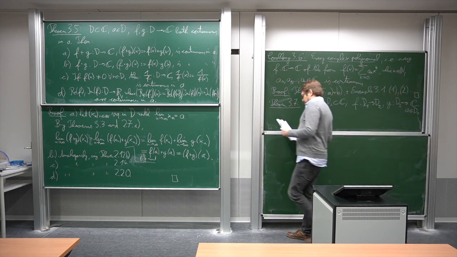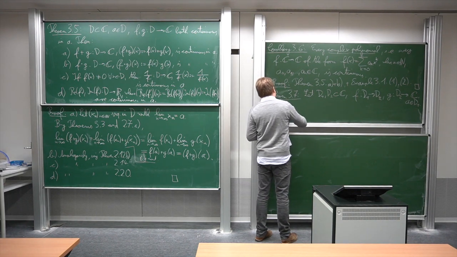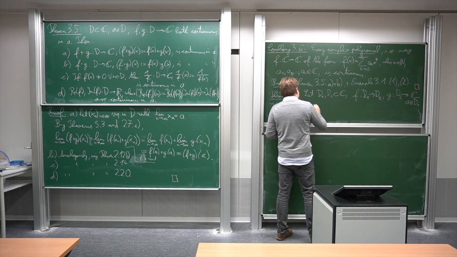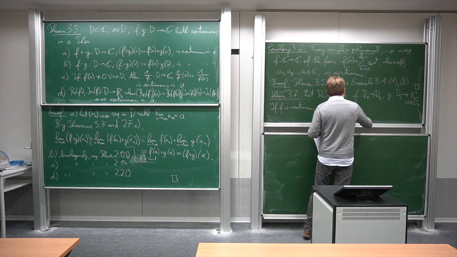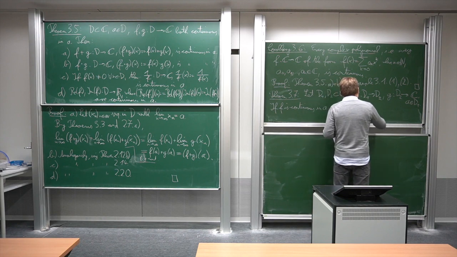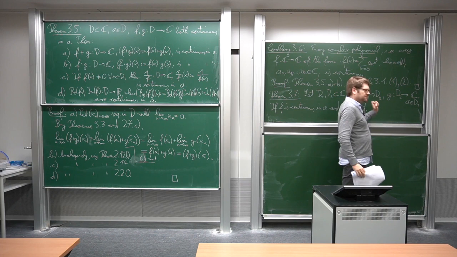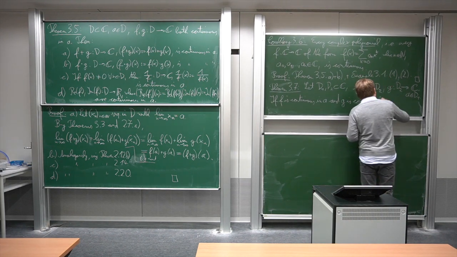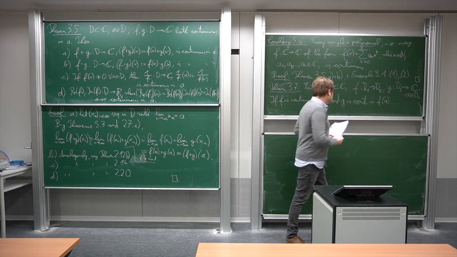D1. And now, what is the continuity rule? If f is continuous in a, and if g is continuous, but it makes no sense to say that g is continuous in a, because g is defined on D2 and a lives in D1. What we need here is that g is continuous in the point f of a. This is a point in D2, right? So this is what we need.